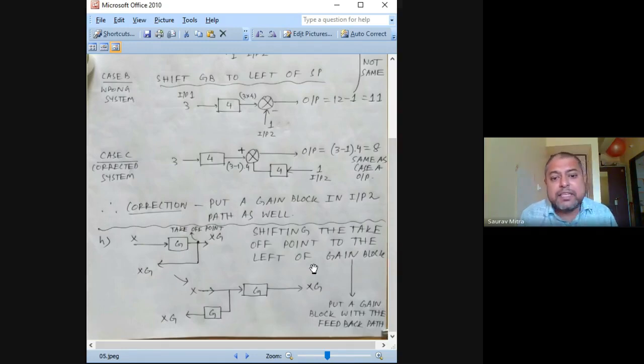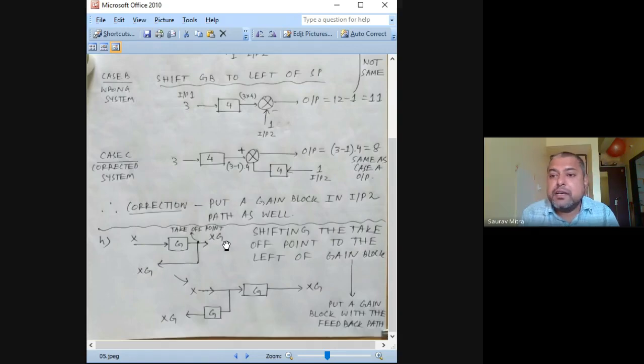Now there is another important concept, the takeoff point. Here also we are keeping everything the same, but this is the point. This is the input x that is getting multiplied with g, so g is called the forward path gain, and the output is xg. The same thing you are taking at the feedback. So this point is called a takeoff point, and from the takeoff point you are taking the output as xg.